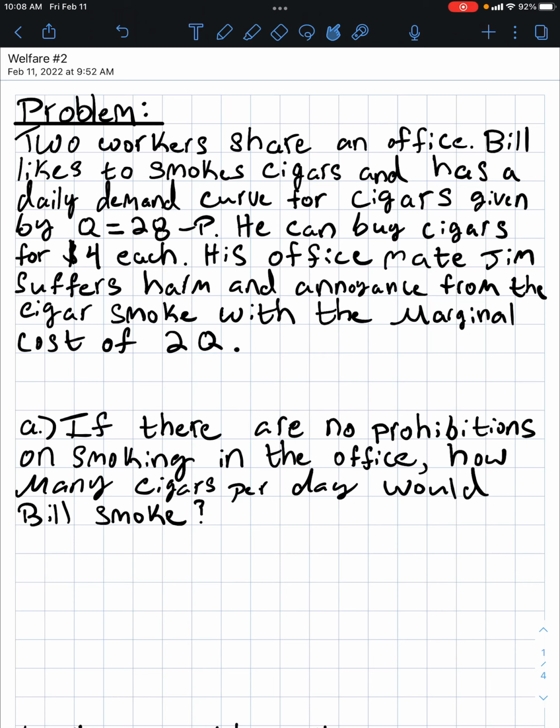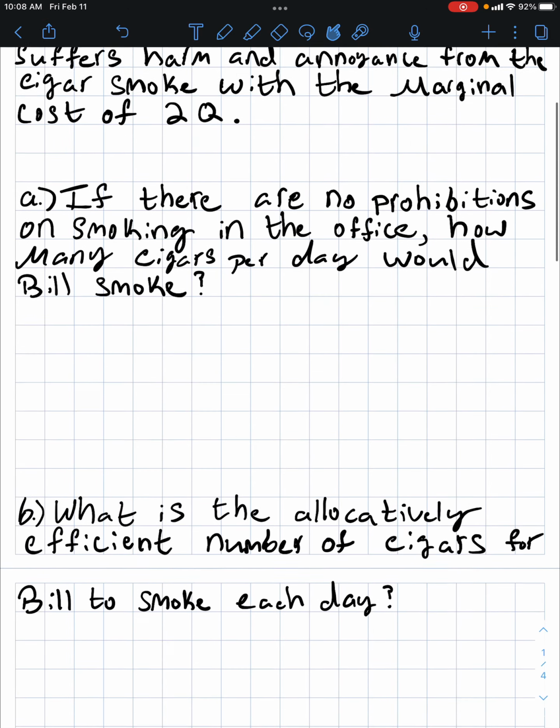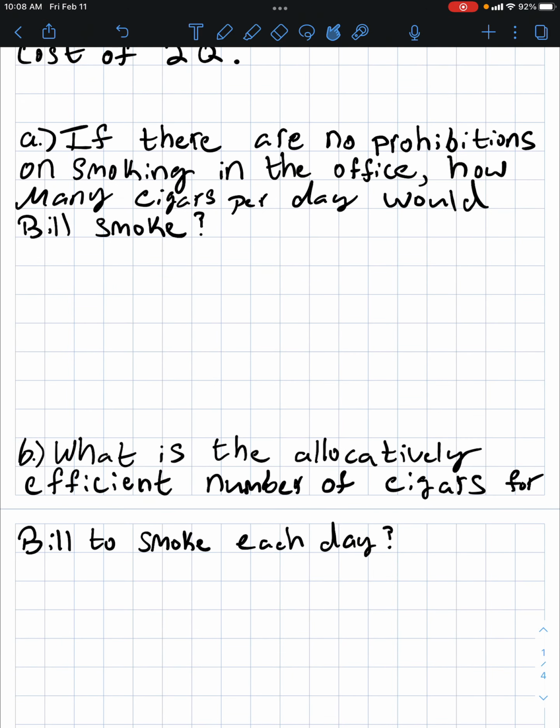The problem. Two workers share an office. Bill likes to smoke cigars and has a daily demand curve for cigars given by Q equals 28 minus P. He can buy cigars for $4 each. His office mate, Jim, suffers harm and annoyance from the cigar smoke with the marginal cost of 2Q.